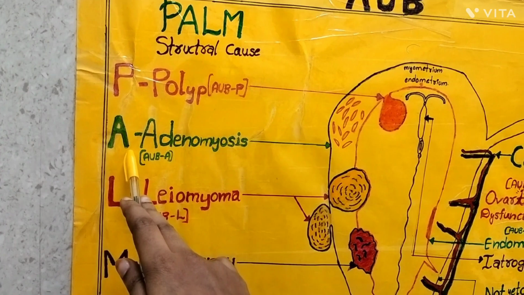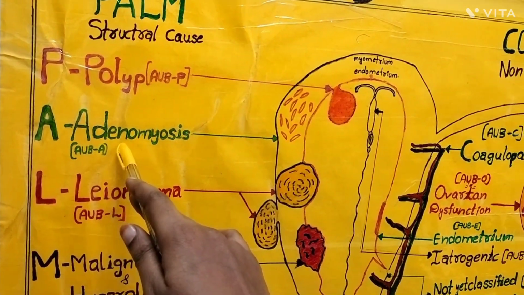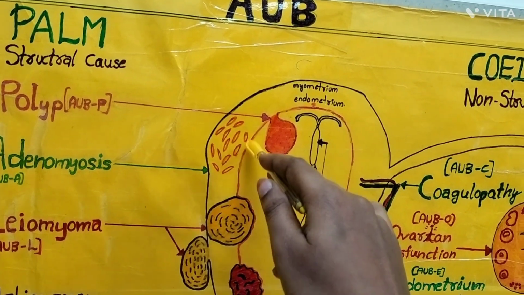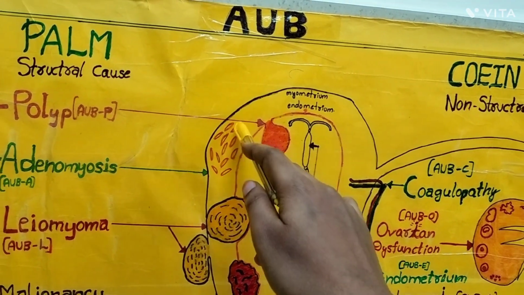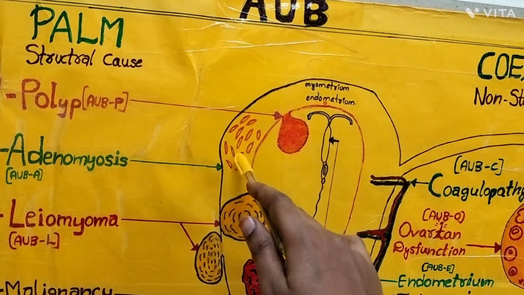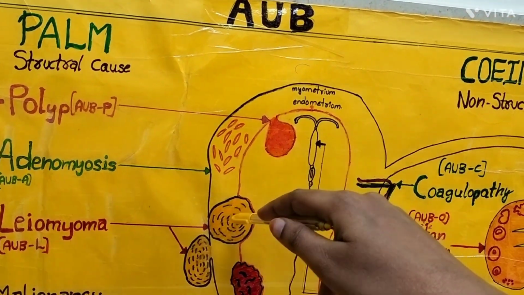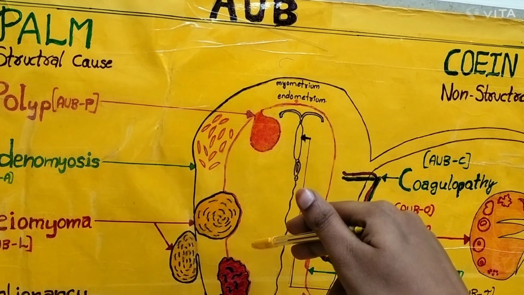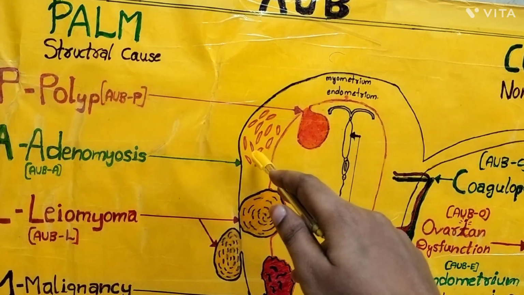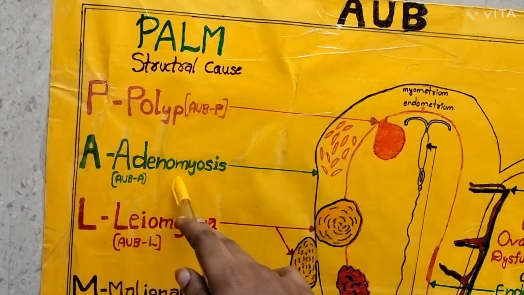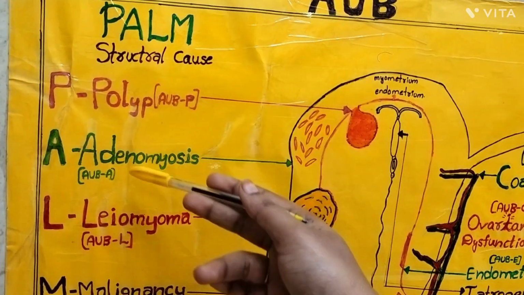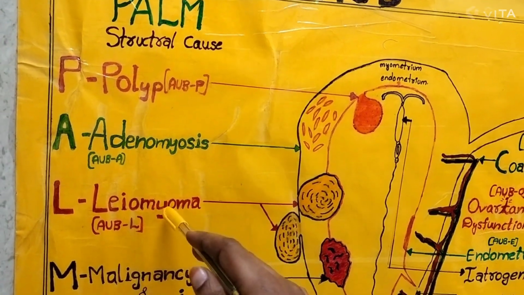Next is adenomyosis. In adenomyosis, endometrial glands and stroma grow within the myometrium of the uterus, and because of this it looks like a globally enlarged uterus. So a globally enlarged uterus corresponds to adenomyosis. Here we have to differentiate between leiomyoma and adenomyosis.